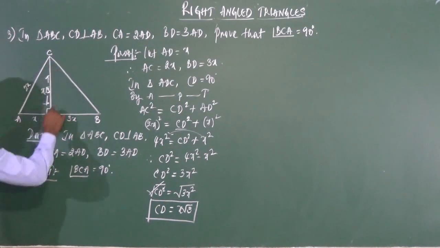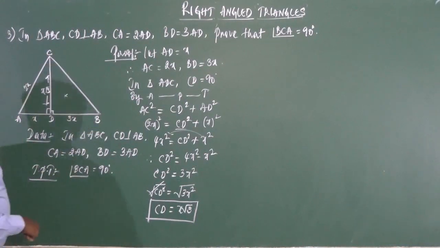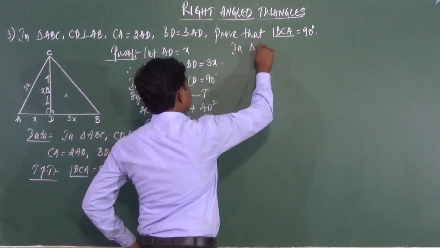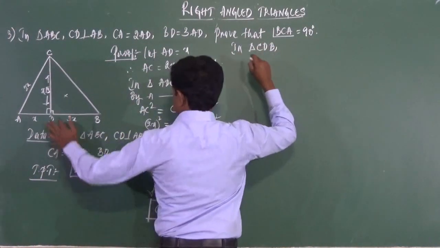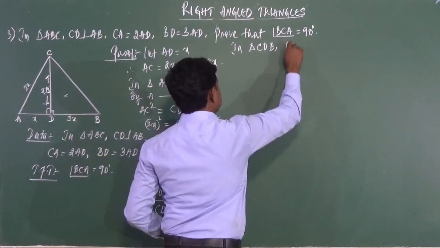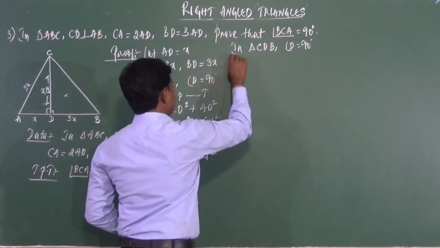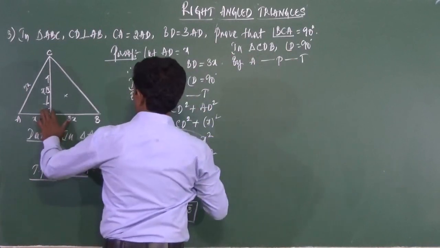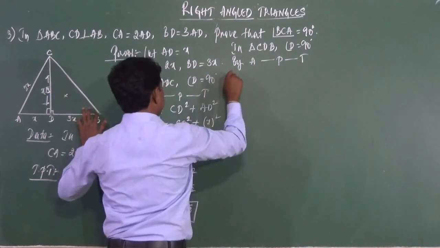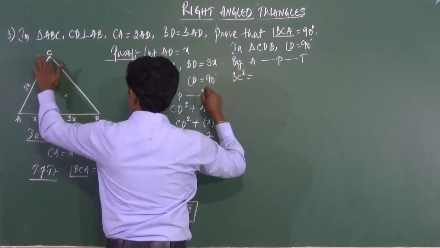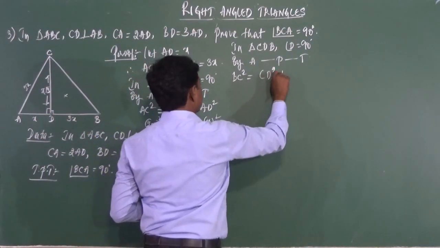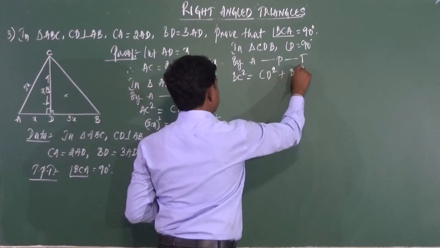Now we will take triangle CDB. In triangle CDB, angle D is equal to 90 degrees. So by applying Pythagoras theorem, opposite to 90 degrees is BC square. So BC square is equal to CD square plus DB square.